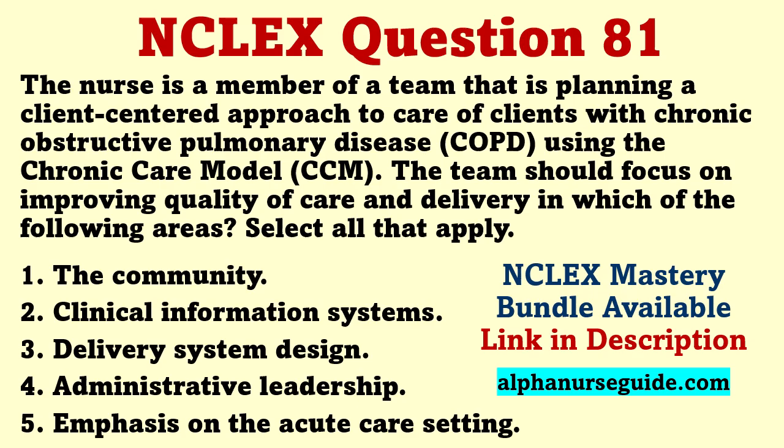The correct answers are 1, 2, and 3. The process of changing a healthcare system from an acute care model to a CCM uses continuous quality improvement methods. The goal of the CCM is to improve the health of chronically ill clients. The CCM identifies 6 basic areas upon which healthcare organizations need to focus to improve quality of care and delivery: health systems, delivery system design, decision support, clinical information systems, self-management support, and the community.